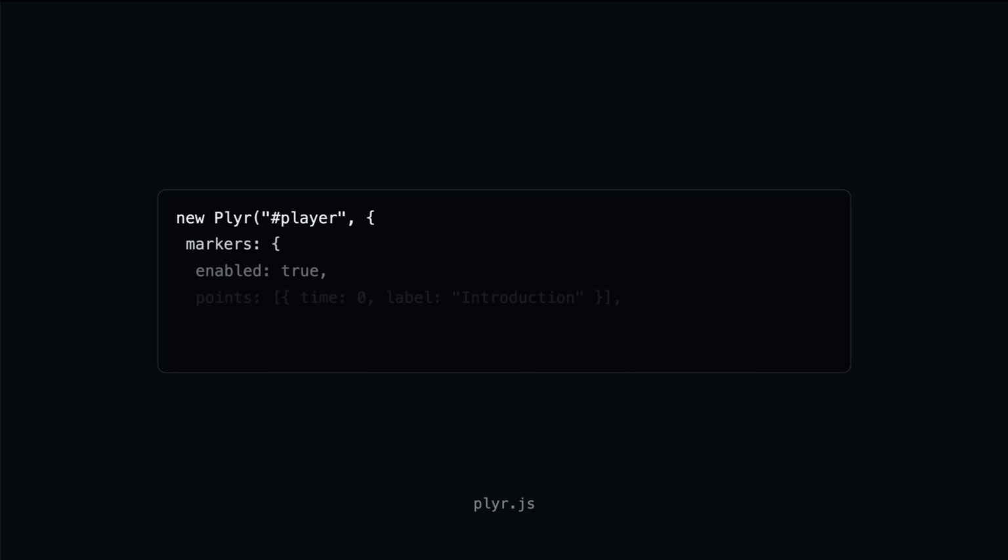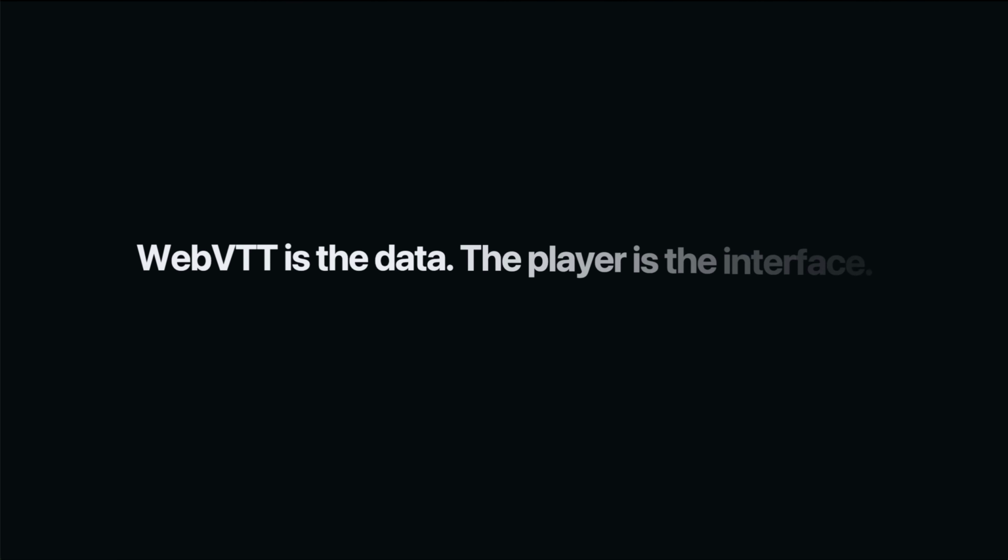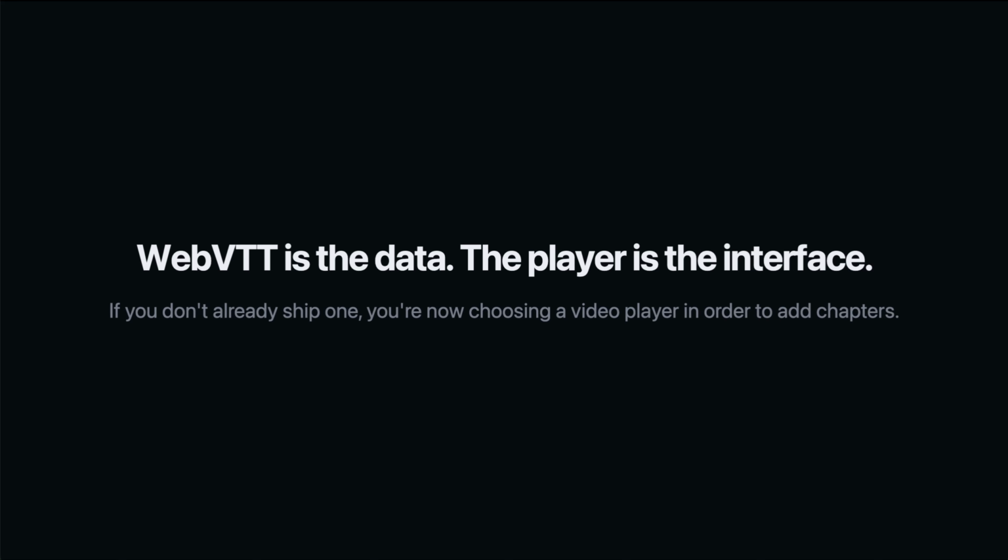Plyr takes a different approach and accepts an inline markers array. So for the simple case, you can skip VTT entirely. Just a time and a label for each marker. The pattern is consistent across players. VTT is the data format, and the player provides the interface. So if you already ship one of these, adding chapters is a configuration change. If you don't, you're now choosing a video player in order to add chapters.